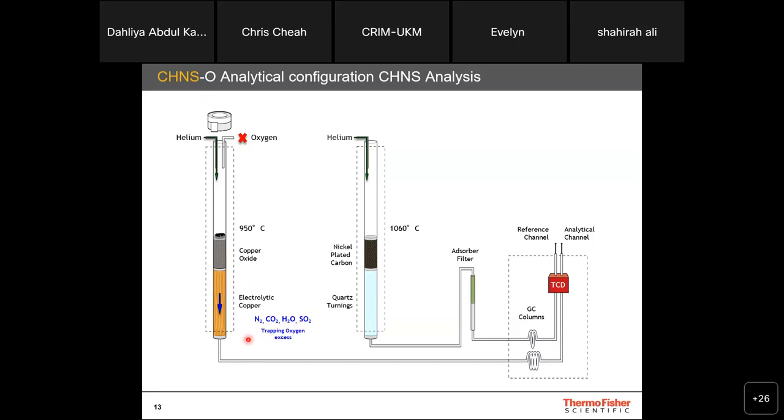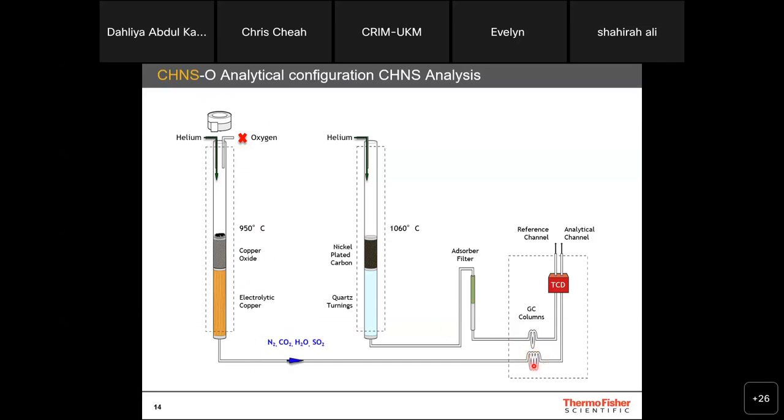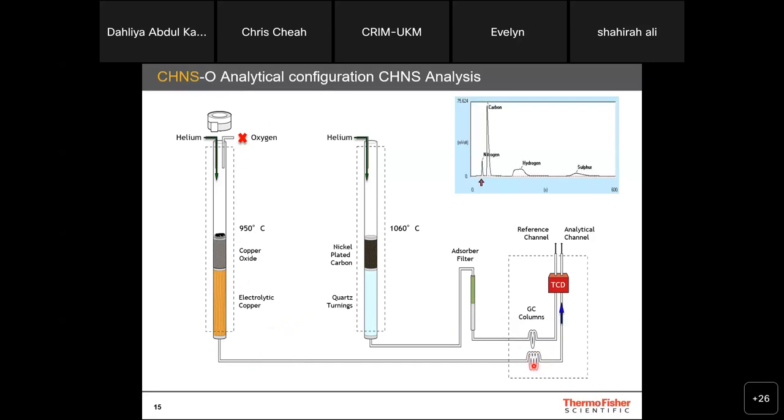They will travel all the way and pass through a column. This particular column has a separation behavior, and it is able to separate these four gases in a specific elution pattern. This elution pattern will never change unless something is wrong with the column or there's some leakage. Nitrogen will always elute first, followed by carbon, hydrogen, and sulfur. You might have a question: what if my sample only has carbon and hydrogen? Then you will only get these two peaks. You won't get anything from H or S.